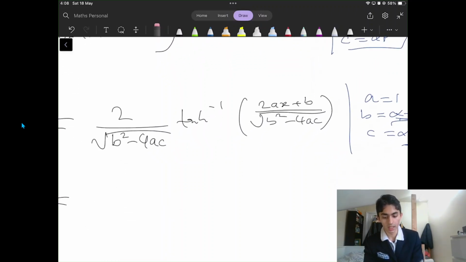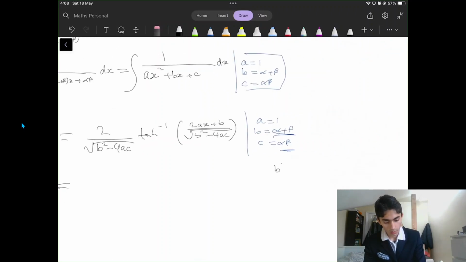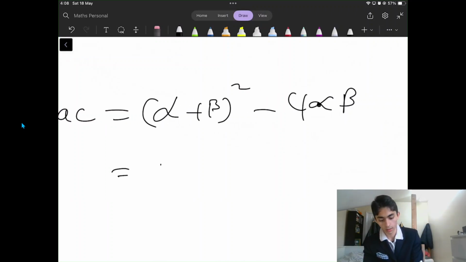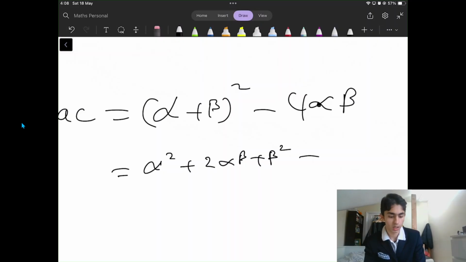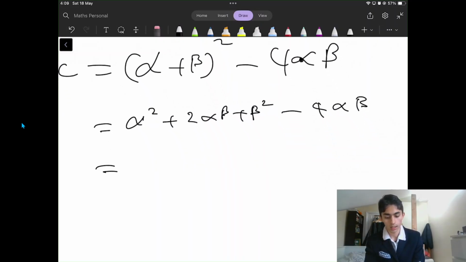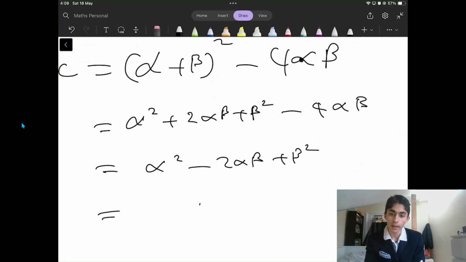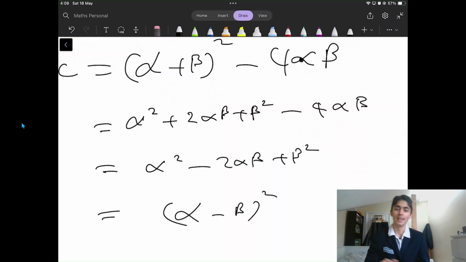Okay, wait. First of all, what is b squared minus 4ac? Well, b squared minus 4ac is equal to alpha plus beta squared minus 4 times a, which is 1, times c, which is alpha beta, right? And alpha plus beta squared is equal to alpha squared plus 2 alpha beta plus beta squared, and then we just have a negative 4 alpha beta on the right.